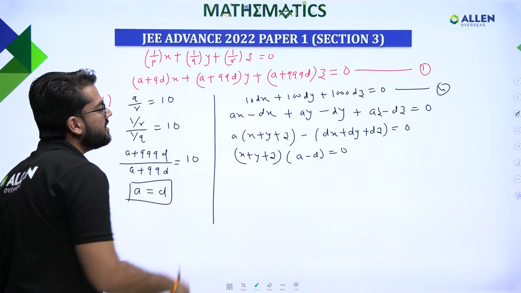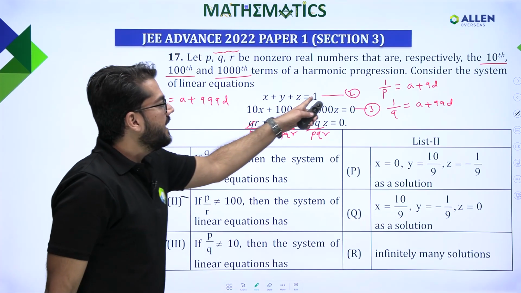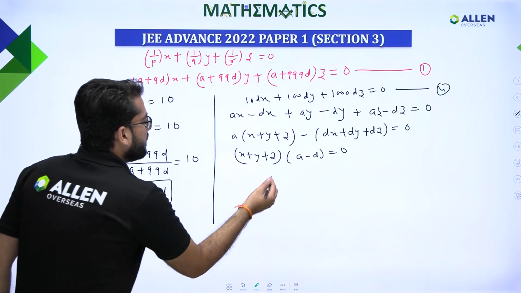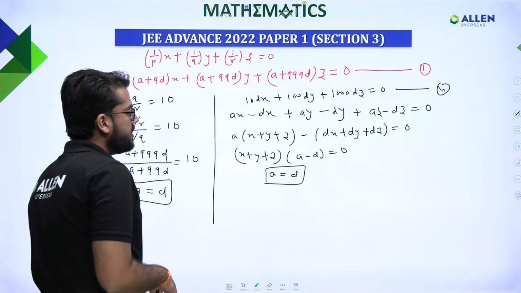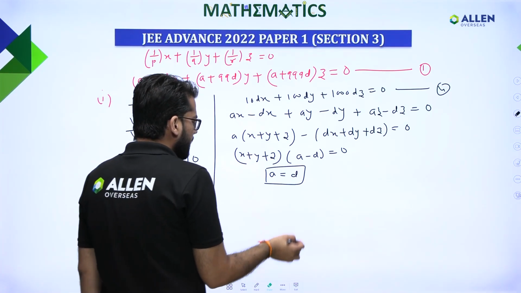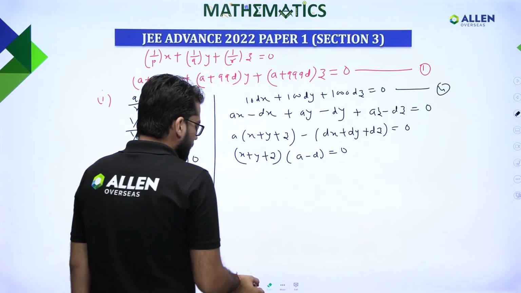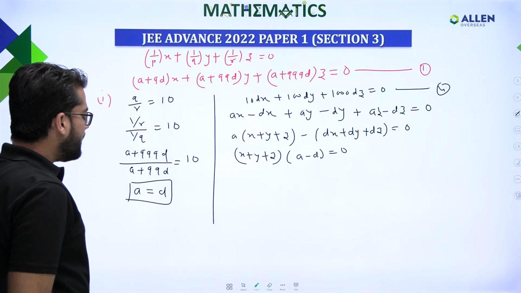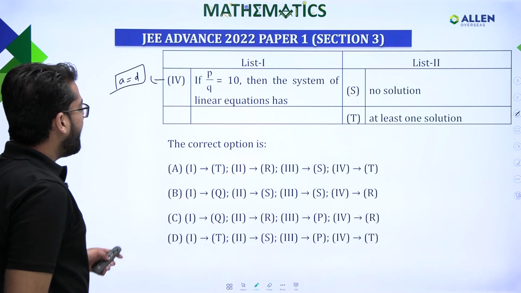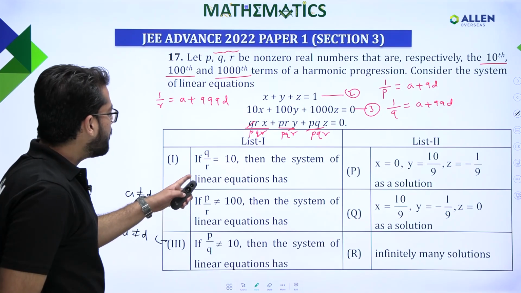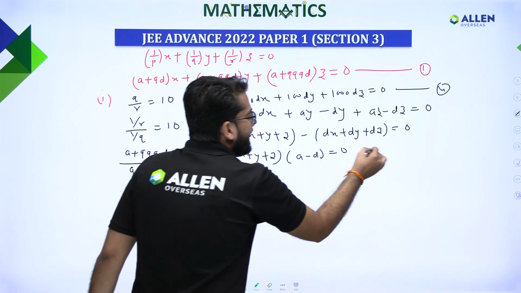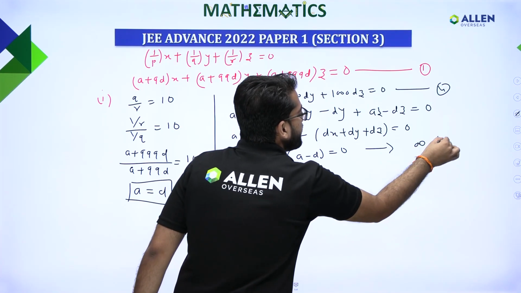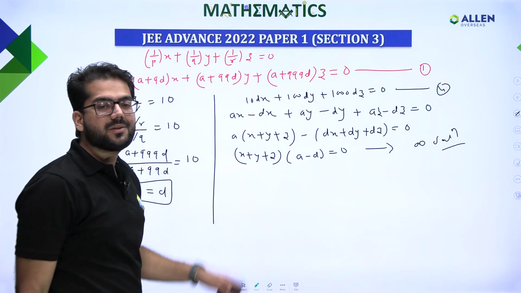And you know that x plus y plus z, it is given that it is 1, right? So we can substitute here a, and then again we have a minus d is equal to 0. Or if you think about the option, then you can say, sir, when we think a is equal to d, then what happened? Then a is equal to d, then it has infinite solution. Are you getting my point for this equation?